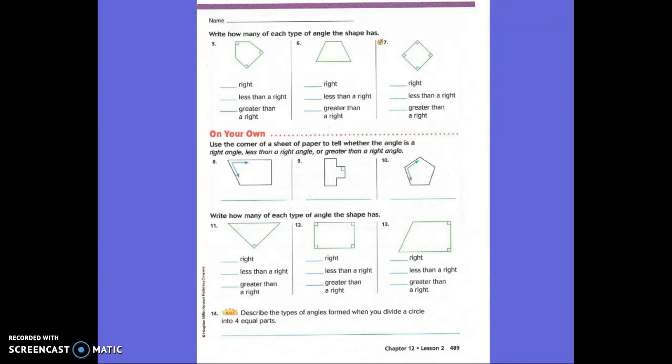Okay, number 14, read the directions. Describe the types of angles formed when you divide a circle into 4 equal parts. Okay, if I draw a circle, see me draw a circle? And I cut it into 4 equal parts. What are the angles? Now, of this shape right here, what's this angle right here? A right angle. This one would be a right angle, right? Yes. Okay. What about this side? Right angle. This side? Right angle. And this side? Right angle. So how many right angles would we have? 4. Okay. We would have 4 right angles.